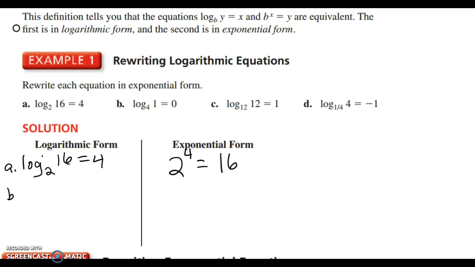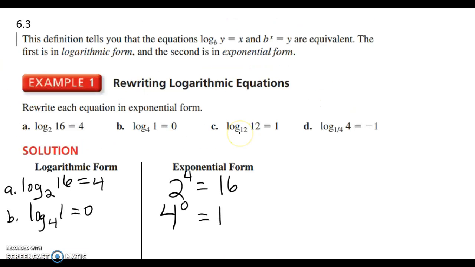Let's look at b. Here we have logarithmic form, so for exponential form, think same, change, change. The 0 and the 1 switch positions. Let's look at c. You're going to keep the first 12 the same, change the 1, and change the 12. d. Carry down the 1/4, and you're going to swap the negative 1 and the 4.